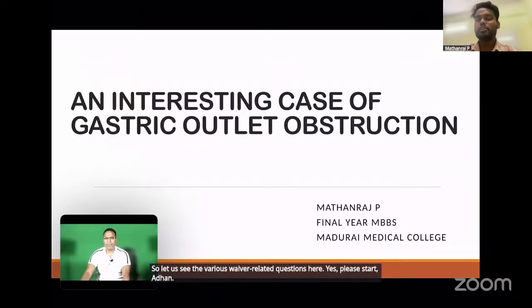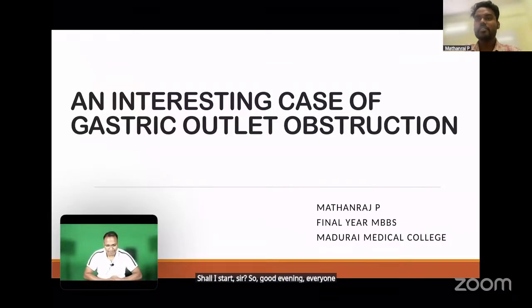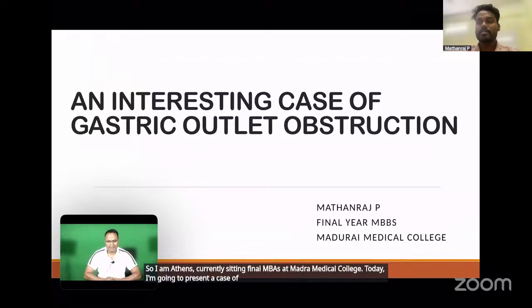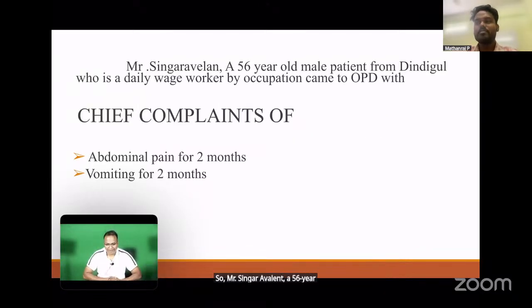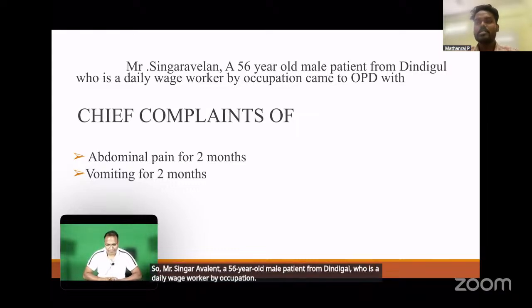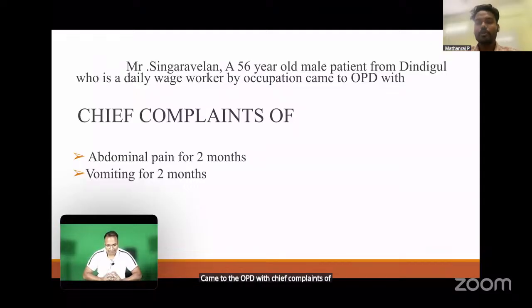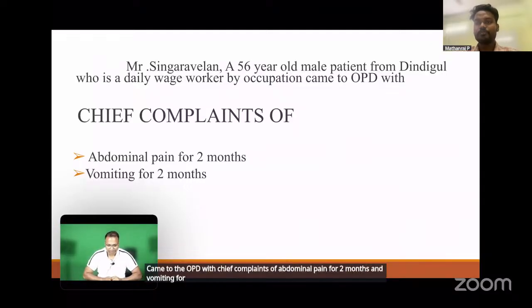Yes, sir. So good evening, everyone present here. I am Madan, currently studying final year MBBS at Madurai Medical College. Today I am going to present a case of gastric outlet obstruction. Mr. Singara Velan, a 56-year-old male patient from Dindigul, who is a daily wage worker by occupation, came to the OPD with chief complaints of abdominal pain for 2 months and vomiting for 2 months.